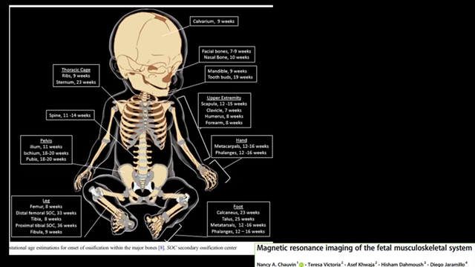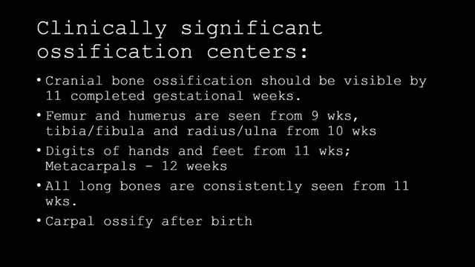Now, let's see which ossification centers are clinically important on ultrasound and how do we apply this information in our day-to-day practice. Cranial bone ossification should normally be visualized by 11 completed weeks of gestation. So if ossification is absent beyond this point, it serves as a reliable diagnostic sign of acrania.